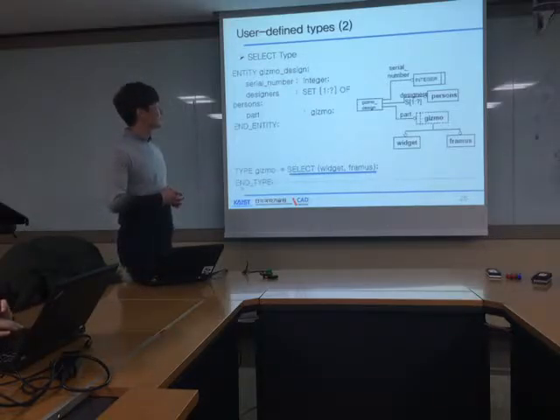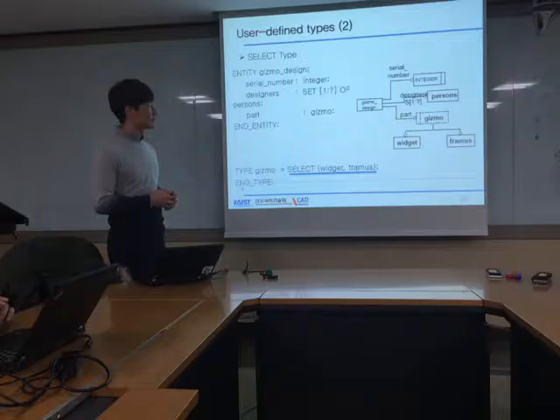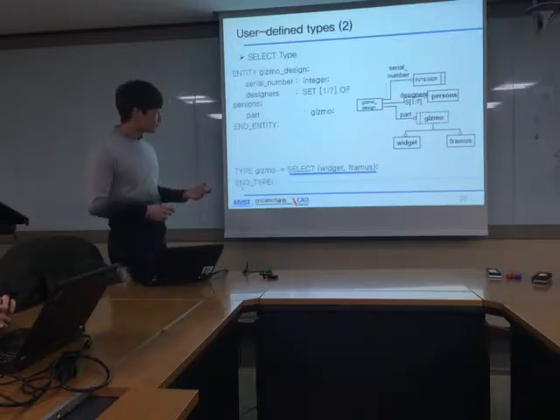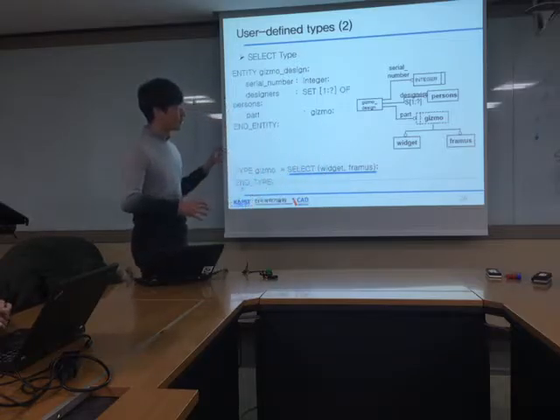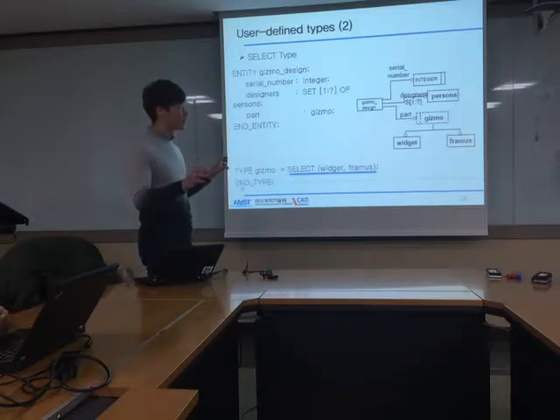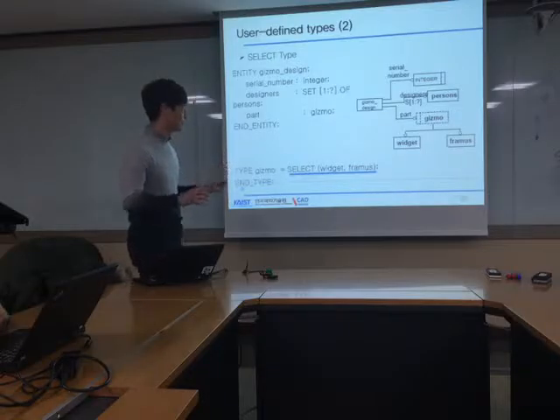And this is about select type. So I said that select can combine two different types. As you can see in this picture, the gizmo contains widget and framers, the 2 entities.